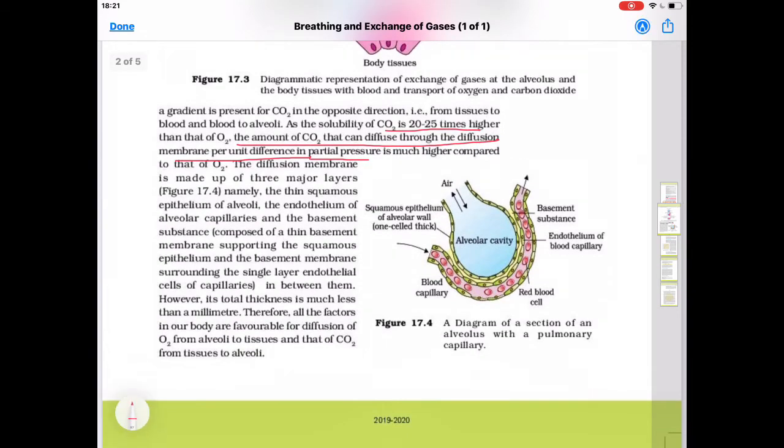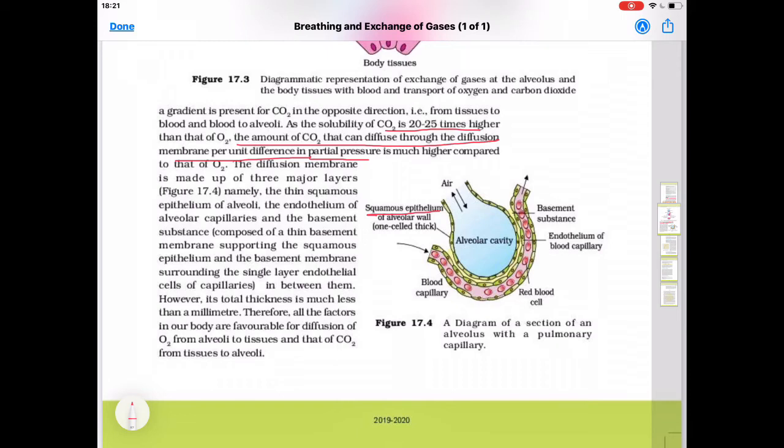As shown in figure 17.4, the wall of the alveoli is made up of squamous epithelium, that is one cell thick. Then comes the basement membrane between the alveolar wall and the blood capillary. The blood capillary is made up of endothelium. So, 3 layers: squamous epithelium of alveoli, basement membrane, and endothelium of blood capillary. These are the 3 layers through which the diffusion occurs.